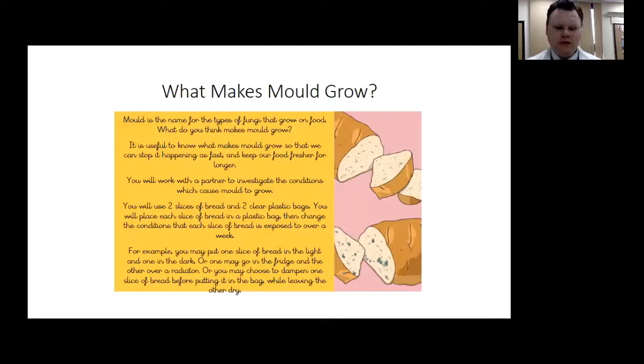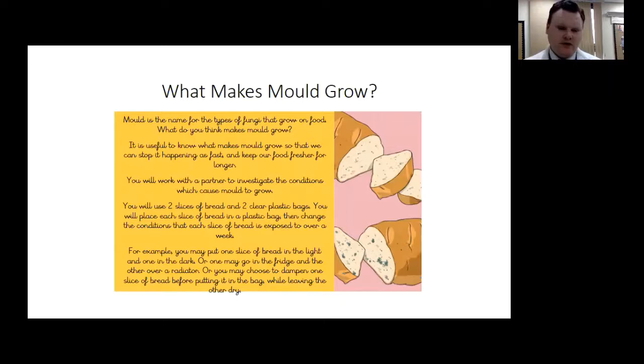Well, it's useful to know what makes mold grow so that we can stop it happening as fast and keep our food fresher for longer, and that saves waste too. I would like you to, in your investigation today, investigate the conditions that cause mold to grow. What I would like you to use are 2 slices of bread and 2 clear plastic bags. You could use cling film as well, anything that wraps up the bread.